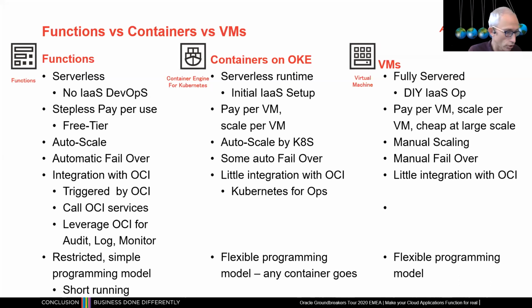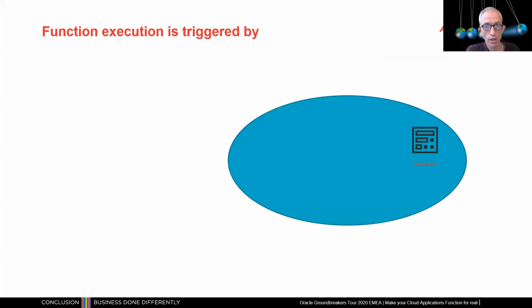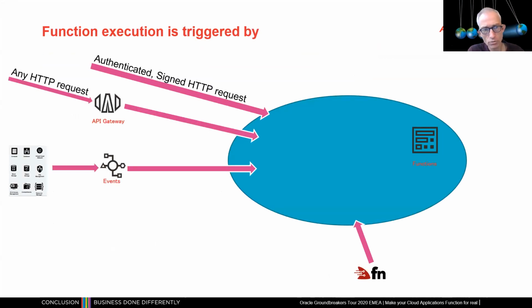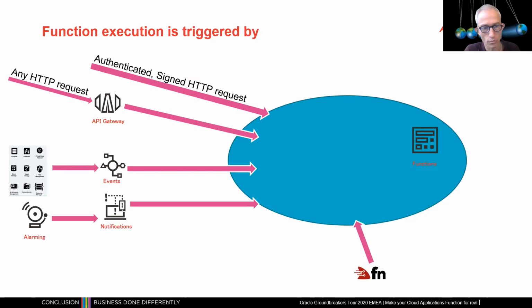So no silver bullet solution, of course. The integration with OCI: a function execution can be triggered, as we've seen, from Fn and from an authenticated signed HTTP request, which is kind of hard to make. So it's probably easier to make requests through the API gateway. Functions can also be triggered by events, cloud events on OCI, by notifications. And notifications is like a pub/sub mechanism. And we can use this also for asynchronously triggering functions from functions, as we'll see in a moment.